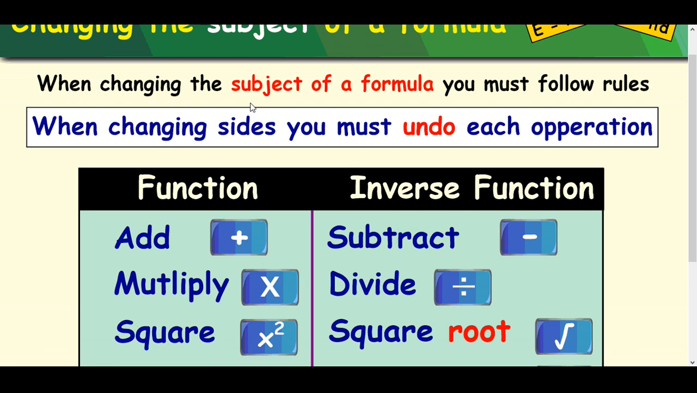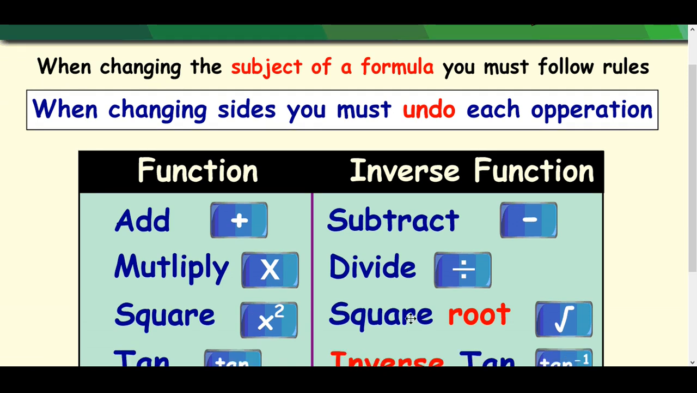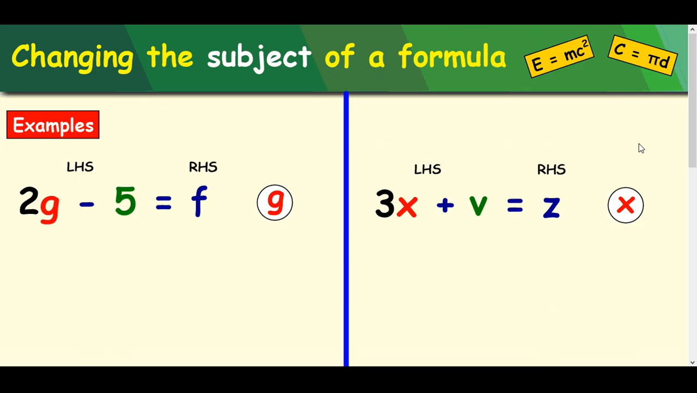In order to move something from one side to the other side, you must undo what's happened. So say, for example, you've got a plus m, and you want to move that plus m to the other side, you would need to take it away. You would need to undo plus, which is take away, or the inverse function. If you were multiplying by m on one side, to move it to the other side, you would need to divide by m. If you were squaring, you would need to square root it, and so on. If you were dividing by m, you would need to multiply by m. And these are the kind of ideas we need to understand to do this properly.